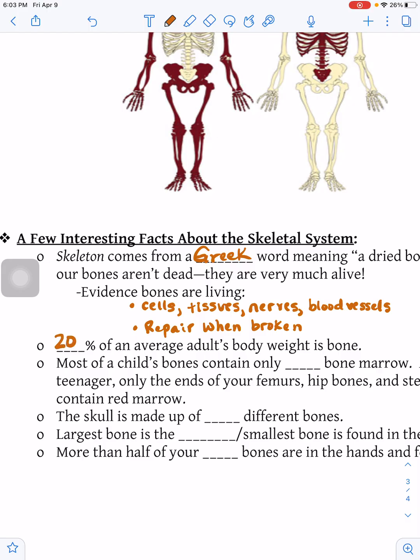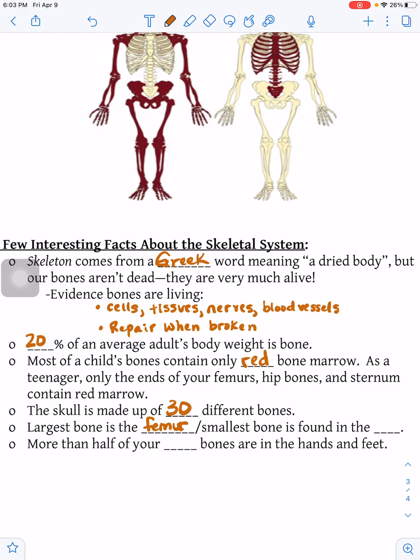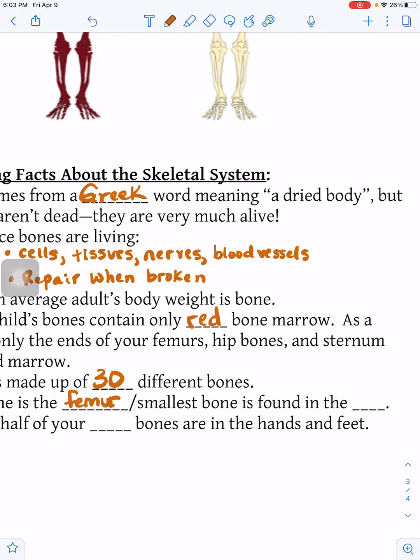20% of an average adult's body weight is bone. Most of a child's bones contain only red bone marrow. As a teenager, only the ends of your femurs, which are your thigh bones, your hip bones, and sternum contain red marrow. The skull is made of 30 different bones with all those immovable joints. The largest bone is the femur, which is your thigh bone, femur. The smallest bone is found in the, want to take a guess? Some of you know. The ear.